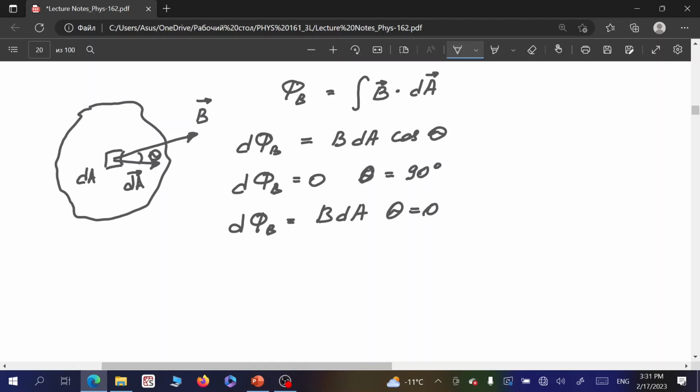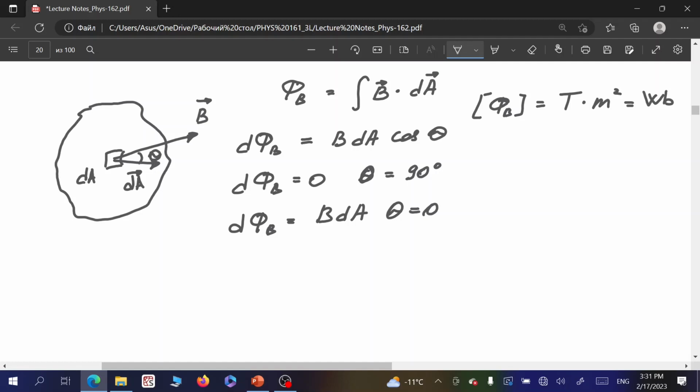So the units for the flux of magnetic field, we see here it will be Tesla times meter squared, and since it's such an important parameter for electromagnetism in general, it has some special units, which is Weber, Wb.